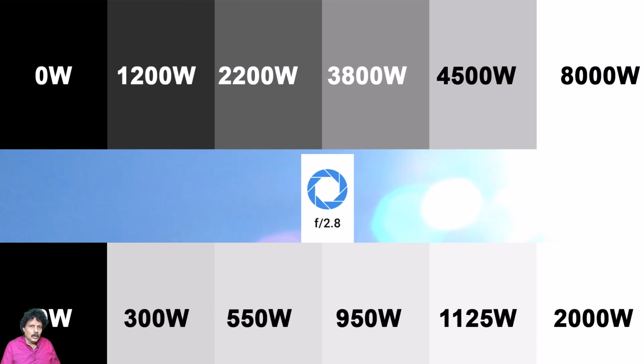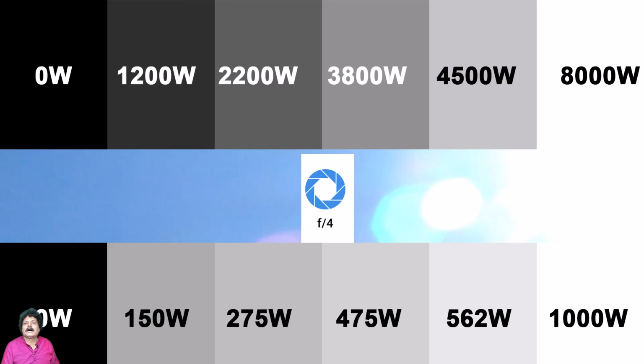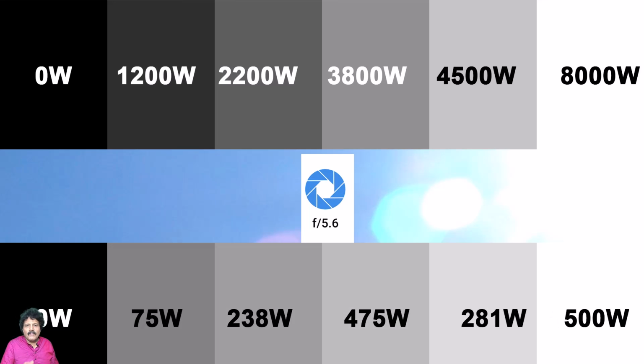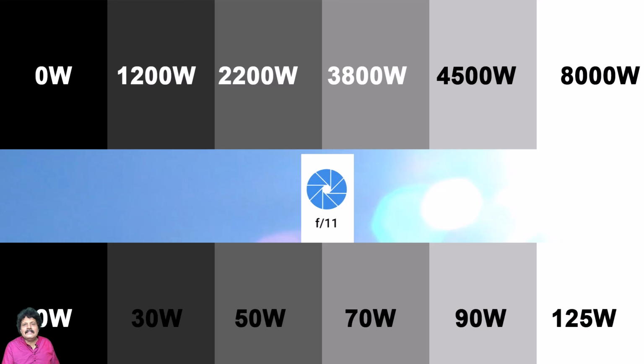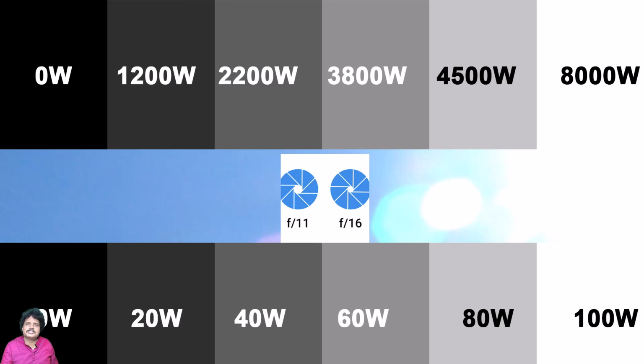If I change it to 2.8, light becomes 2000 watts. If I change it to 4, light becomes 1000 watts. If I make it 5.6, light becomes 500 watts. If I make the aperture 8, light becomes 250 watts. And when I set the aperture to 11, 125 watts is going to reach the film. And now, if I keep the aperture stop somewhere between 11 and 16, I will be giving exactly 100 watts of light to the film. So when you have bright sunlight, I will keep the f-stop at 11.